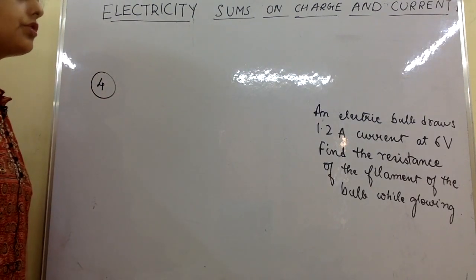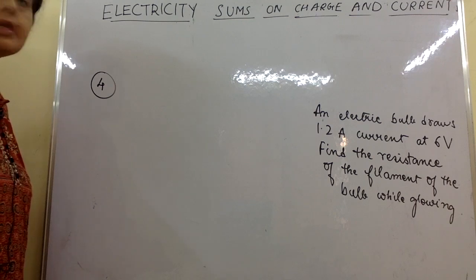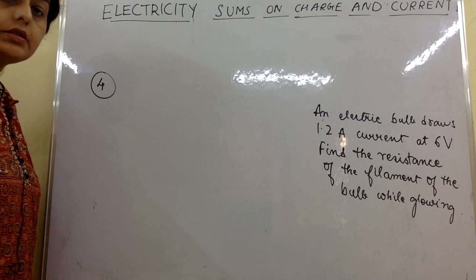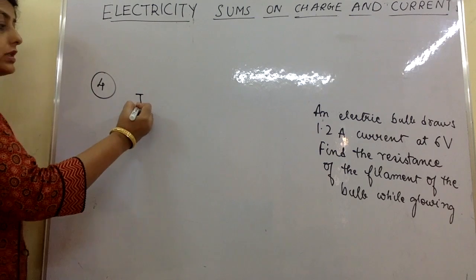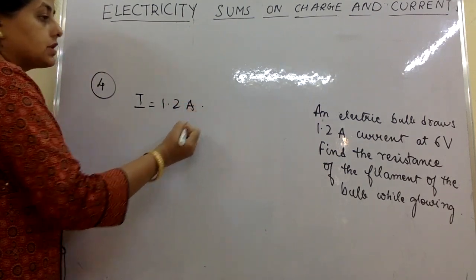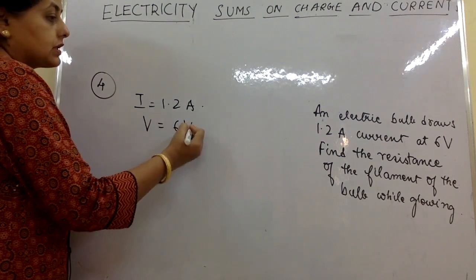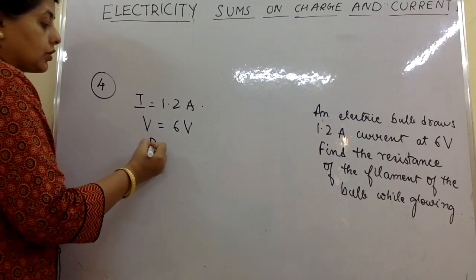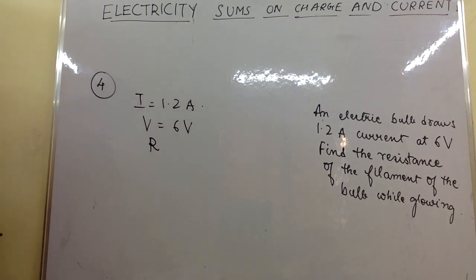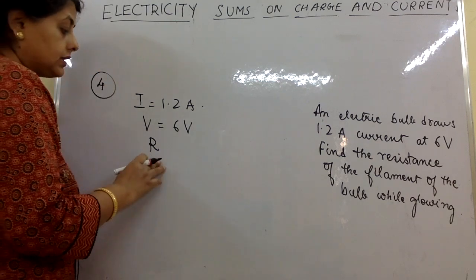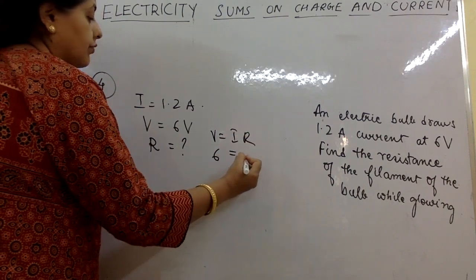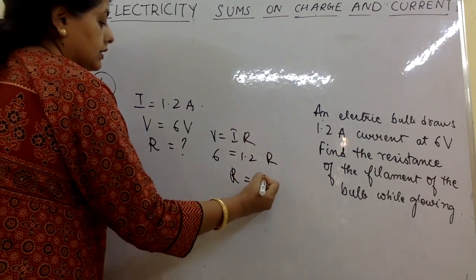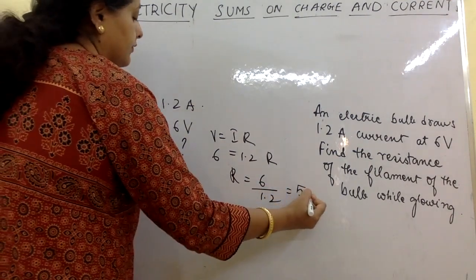An electric bulb draws 1.2 amperes current at 6 volts. Find the resistance of the filament of the bulb while glowing. Now, the moment you see this question, you should write 1.2 amperes, and then volts is 6 volts, and resistance while glowing. Now resistance of the bulb while glowing, that is R, is what they have asked. This is clearly a V is equal to IR type of question. 6, 1.2 and R is clearly this, which is 5 ohms.